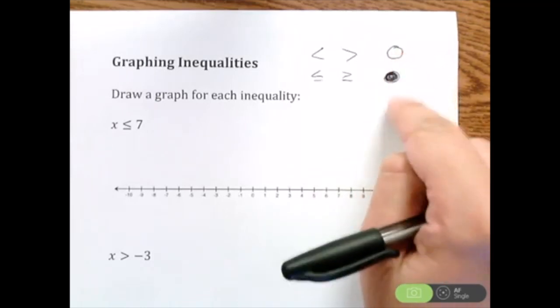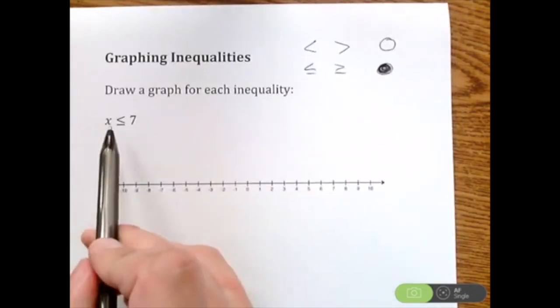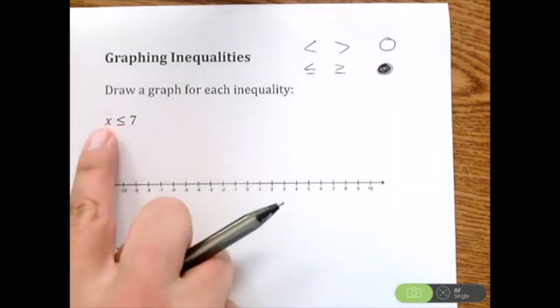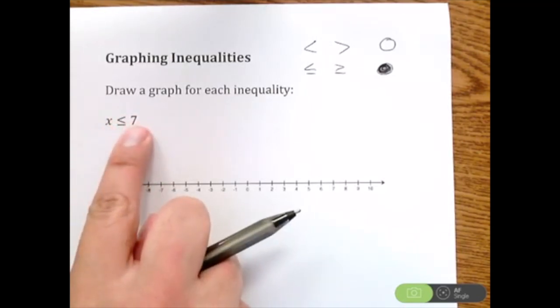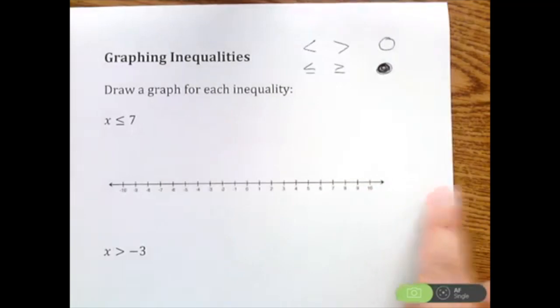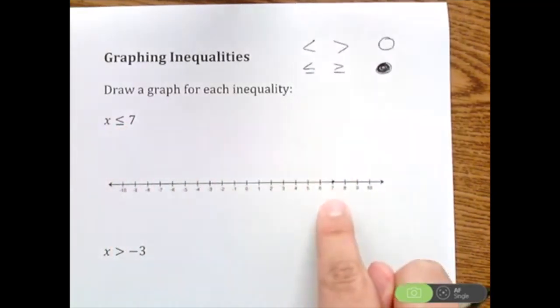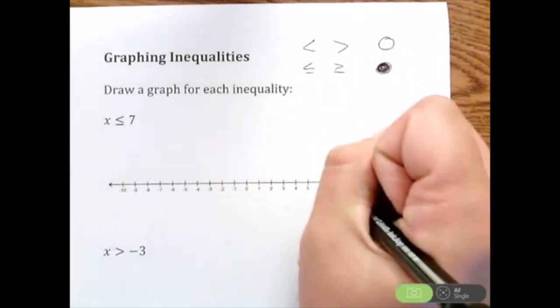Okay. So we're going to use this, and then we're going to have to do some testing to figure out which way this is going to be shaded. So our first example, I have x is less than or equal to 7. Here's what I do: we have our variable, we have our number, we have our inequality. First thing I start off with is where our number is on the number line. So 7 is all the way down here. Then looking at the inequality, I have to judge, do I have an open or a closed circle at 7? What we're going to have in this one is a closed circle.